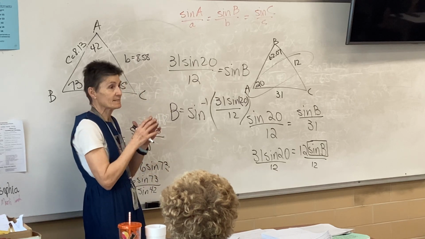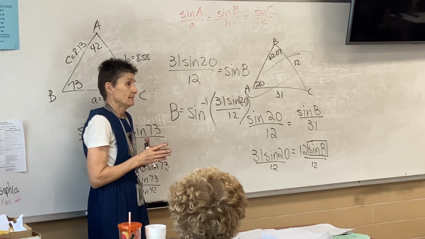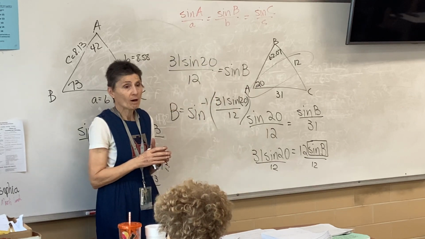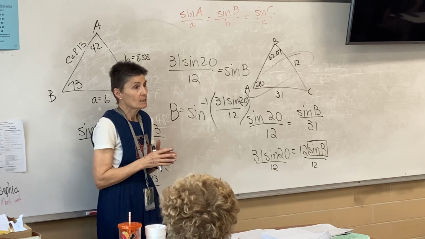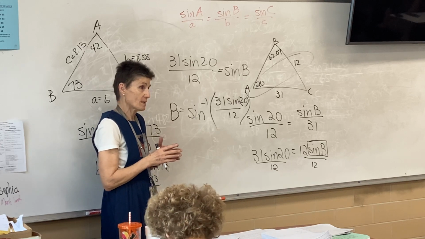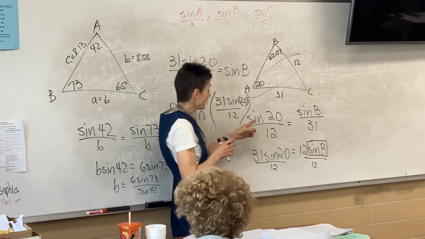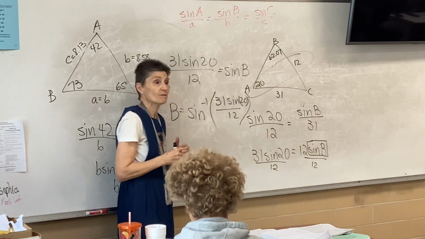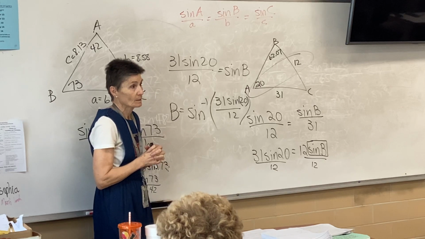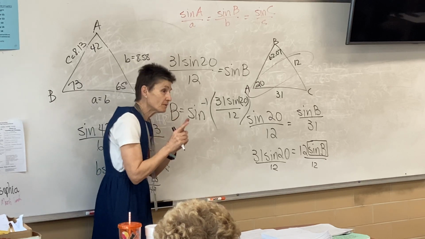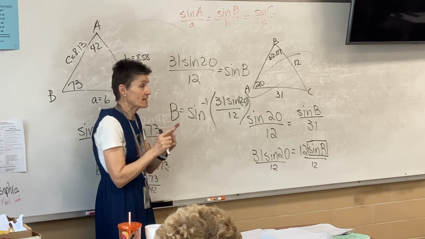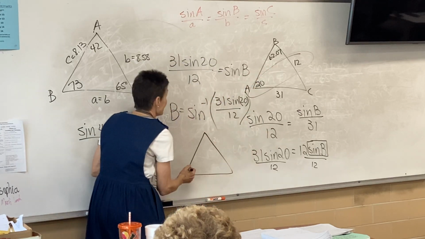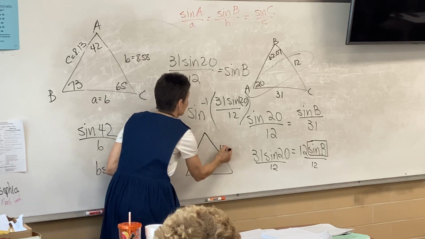Wait, we're not done, guys. This is the tricky part. Did you notice what the directions to this problem were? How many triangles are possible? Sometimes when we do the law of sines and we're finding an angle, B is our variable, sometimes there can be more than one answer. If there is another answer, in other words, there could be a different angle B.